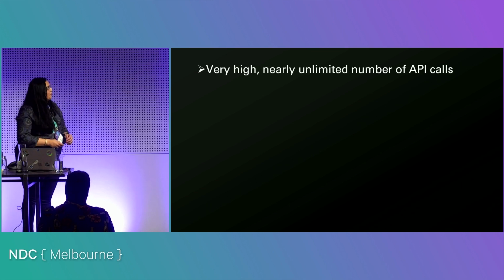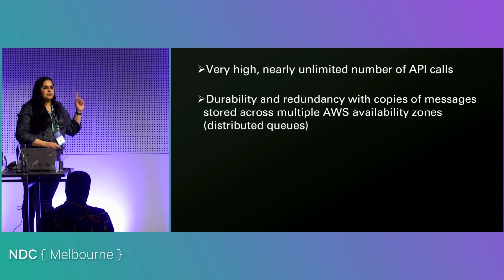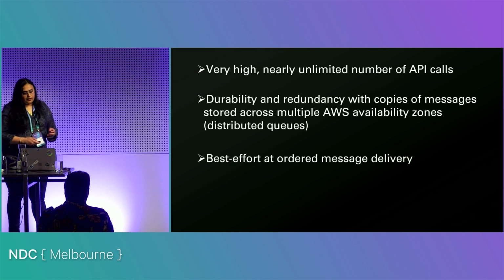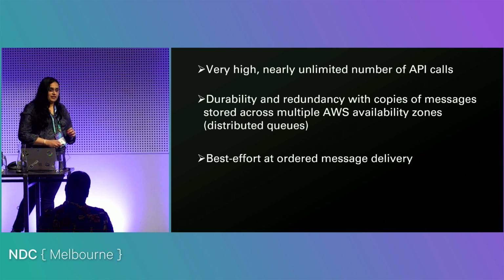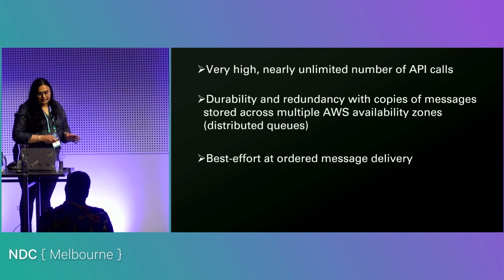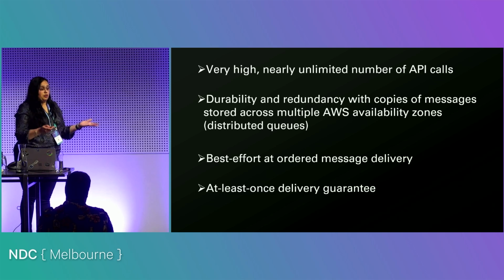Nearly unlimited throughput. But you have the concept of distributed queues. So what you see as a queue is like a virtual concept. Behind the scenes, a copy of your message goes and is stored in multiple AWS servers so that you get durability and redundancy. With the message ordering itself, for the message delivery, it's best effort at ordered message delivery. Standard queues are not for ordered delivery, but most of the time it works okay, unless you want ordered delivery.